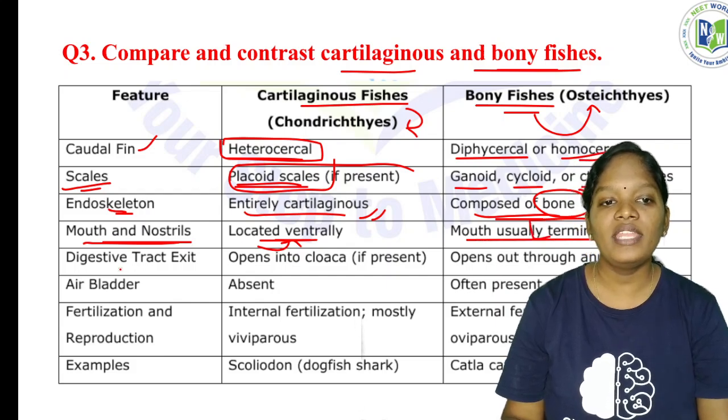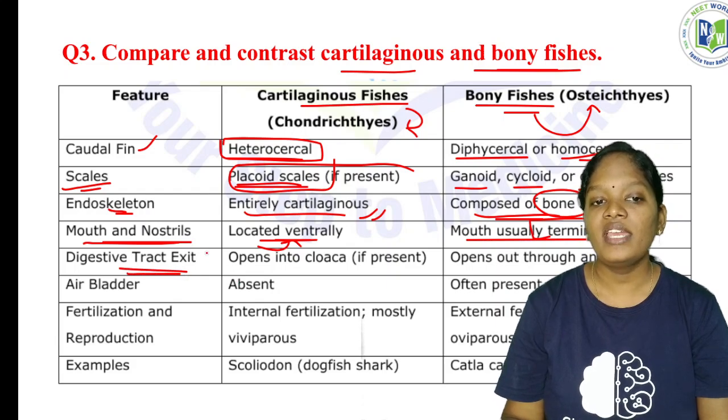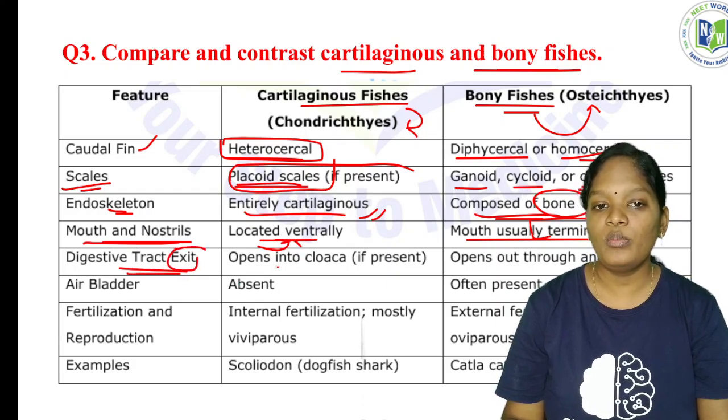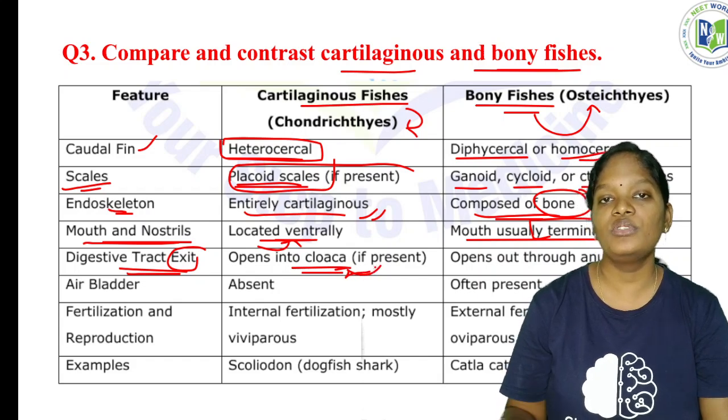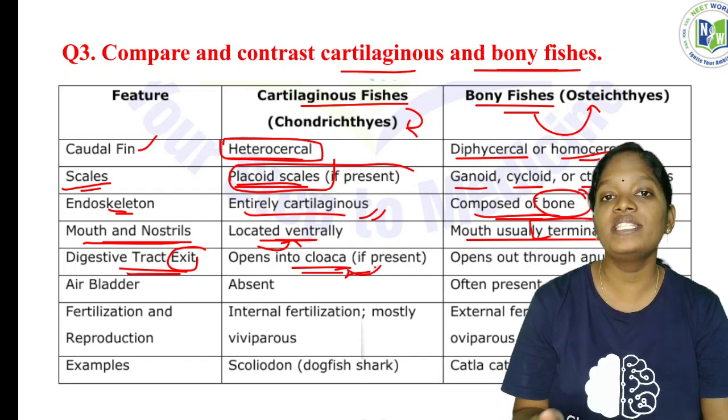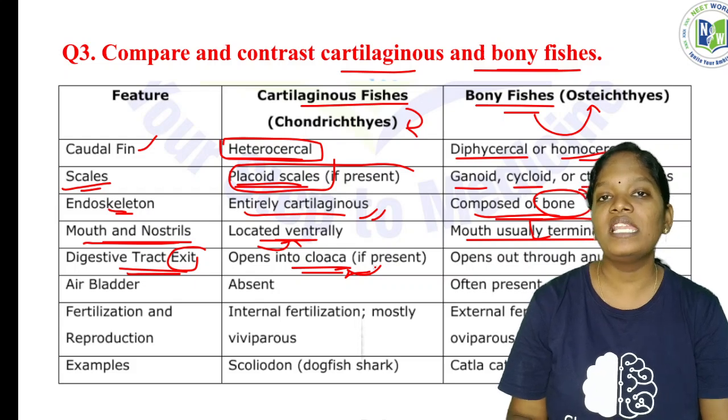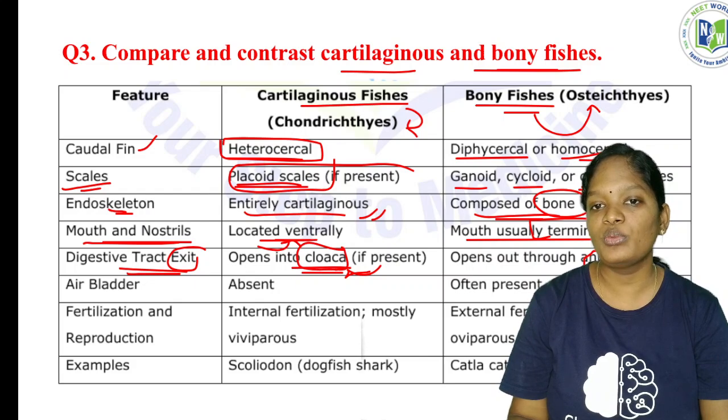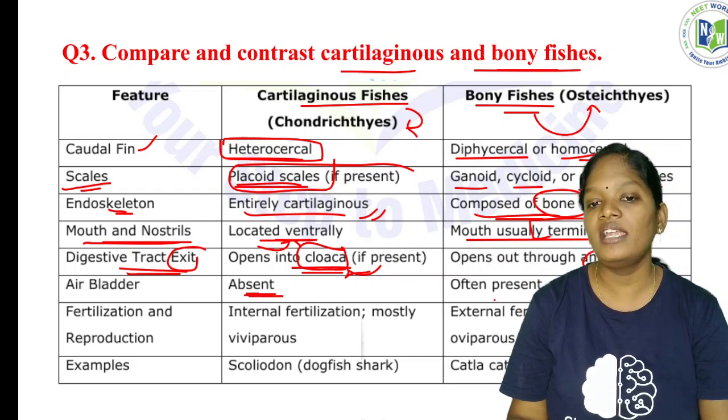Now the digestive tract exit. The exit opens into the cloaca if present. The digestive tract is not an entry point, it is an exit point, eliminating all the waste, that is the cloaca, and in bony fishes it opens through the anus. The air bladder is absent in cartilaginous fishes, and it is mostly present in bony fishes.